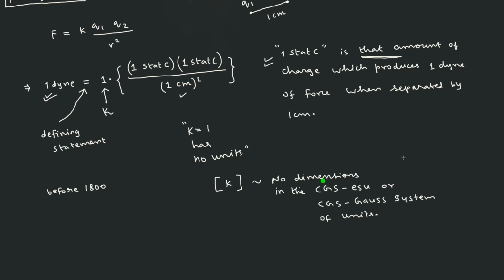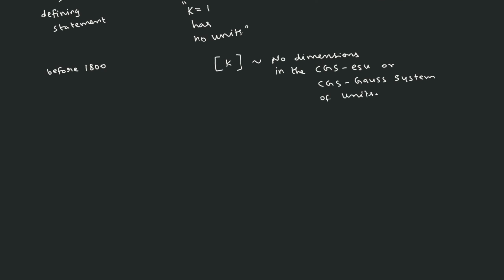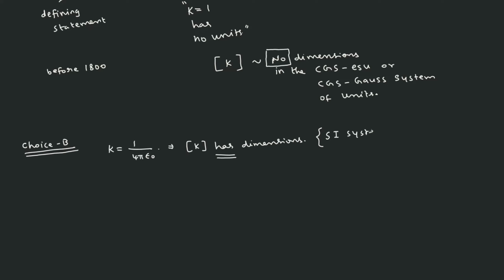after Maxwell's mathematical theory, the second idea has emerged. So now we are coming to the second idea. K will have a dimension. You should familiarize yourself with the two unit systems, that is CGS as well as the SI system, for the case of electromagnetism. That is what I am trying to tell you.